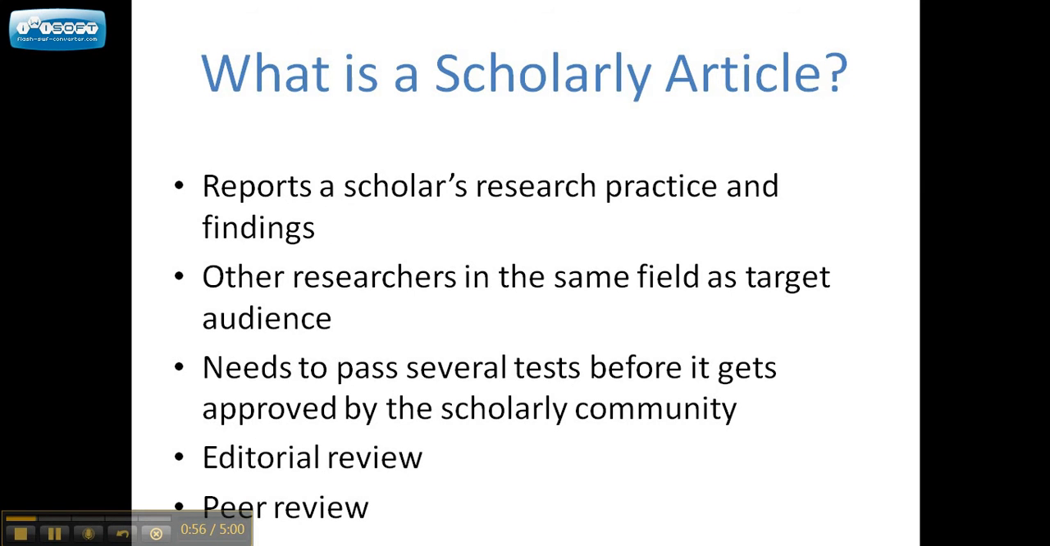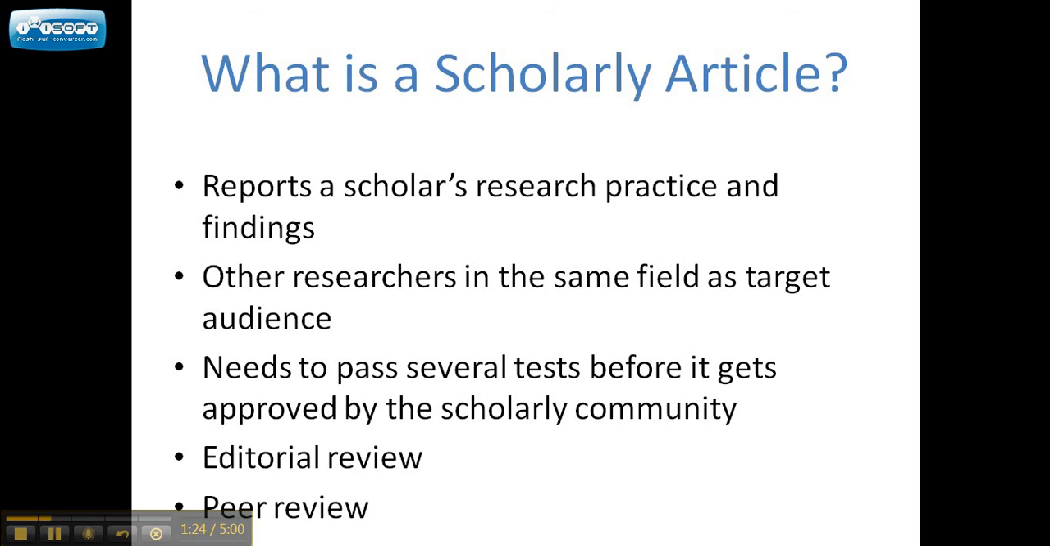So what do we mean when we say scholarly article? Basically, it reports scholars or a group of researchers working together, their practice and their findings on a research question. And the target audience for this research is their peers. So the other researchers in the same field will be looking at that research.